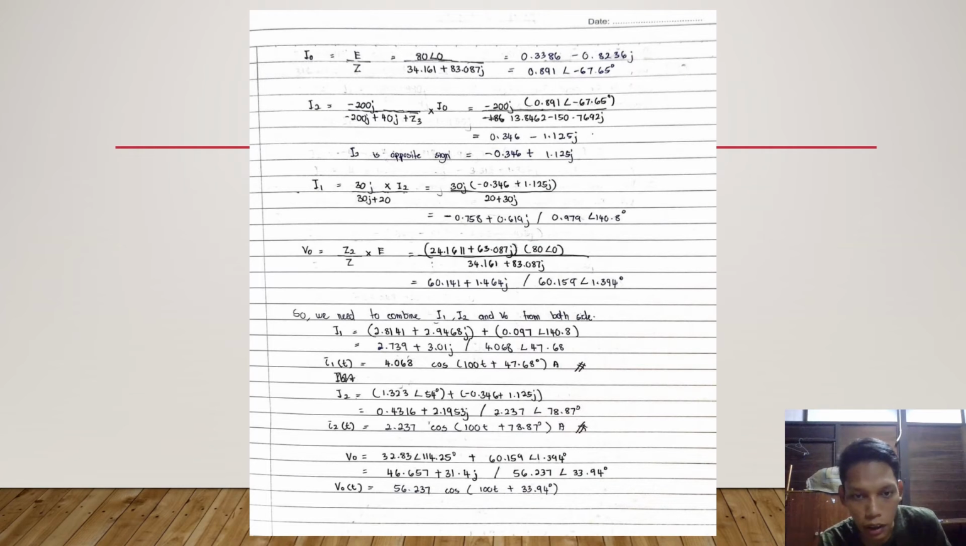From that, we can combine to get the solution. I1, we combine both sides. We get I1(t) 4.068 cos 100t plus 47.68 ampere. I2(t), we get 2.237 cos 100t plus 78.87 ampere. V0(t), we get 56.237 cos 100t plus 33.94 degree. Thank you.